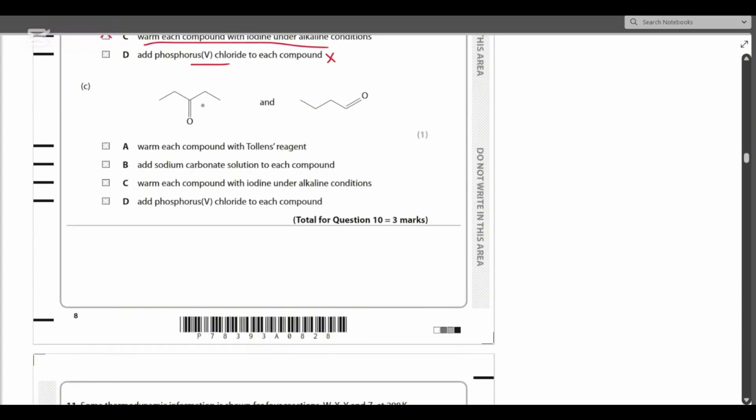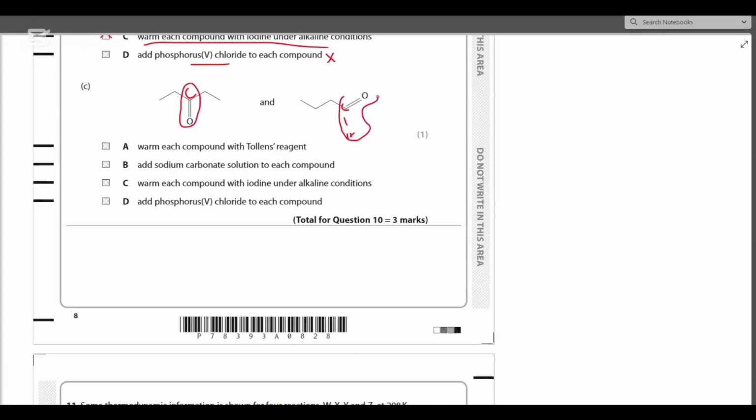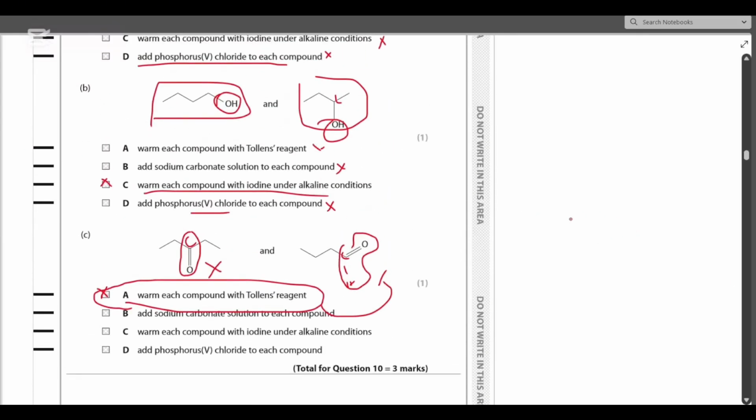Next one, if I talk about the trial and error method here, this time things are a little bit different. We can very clearly see that this is a ketone group, and this is an example of a very nice aldehyde group. The only possible option I would say is A, Tollens reagent, because Tollens reagent will definitely react with aldehyde but not with ketone. So this is the best option for distinguishing between them. A is the correct answer.